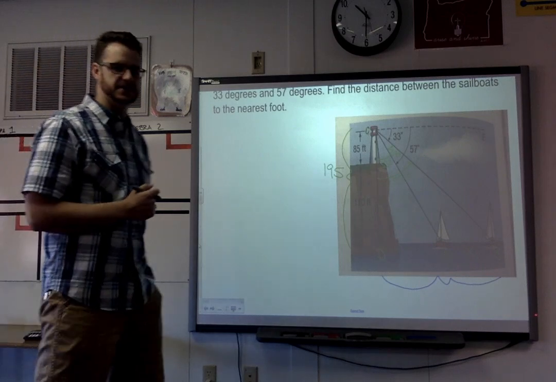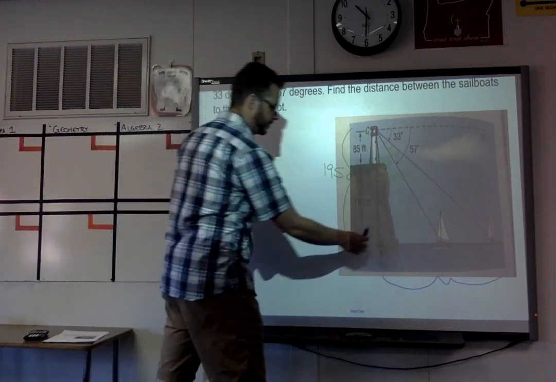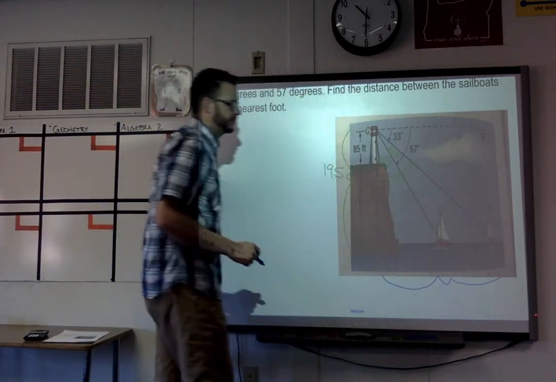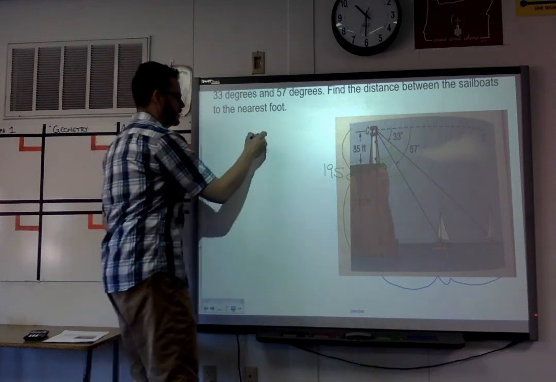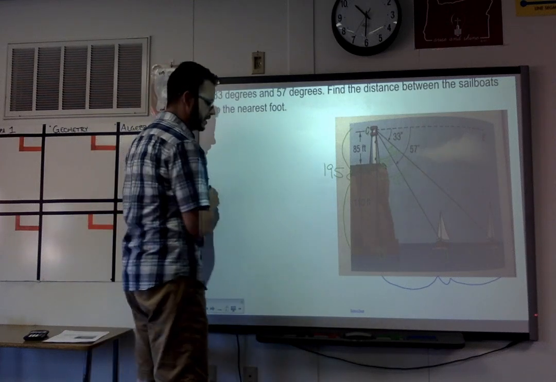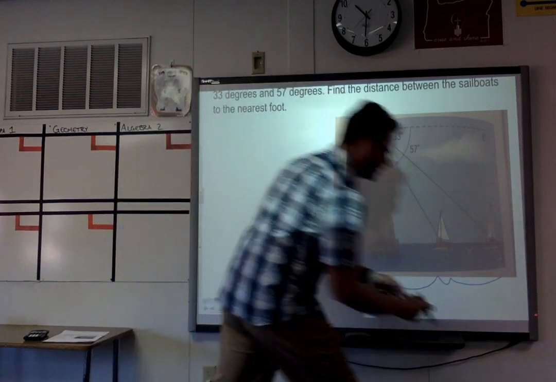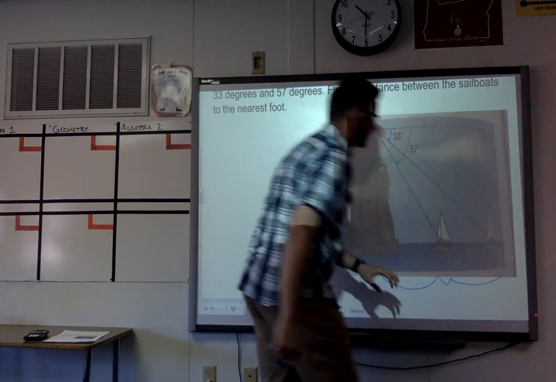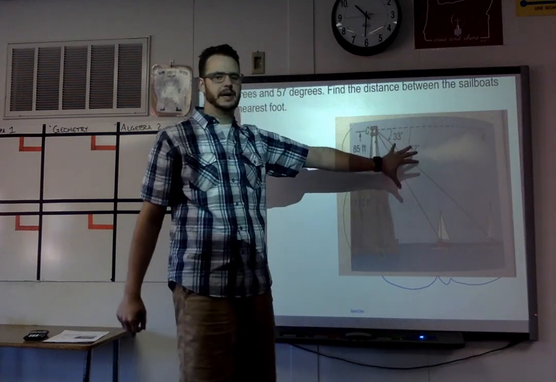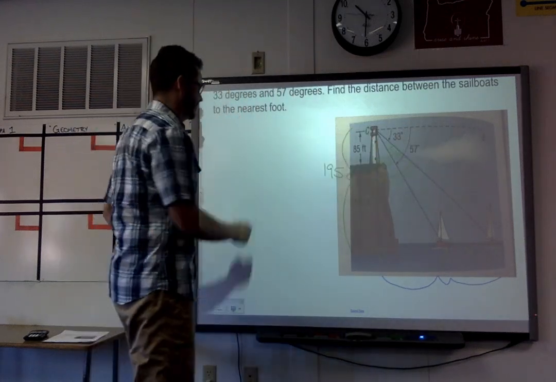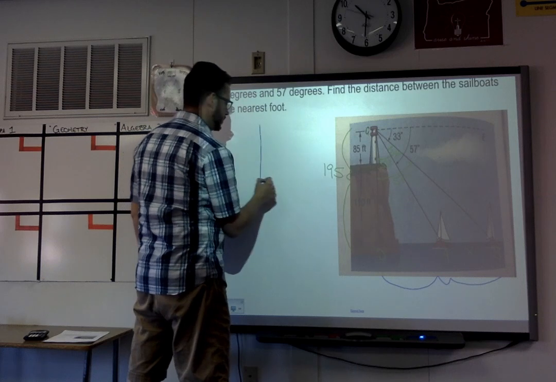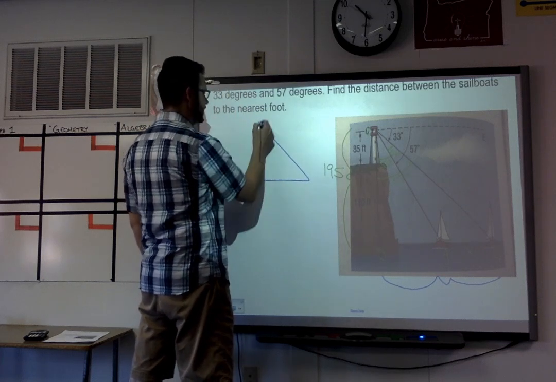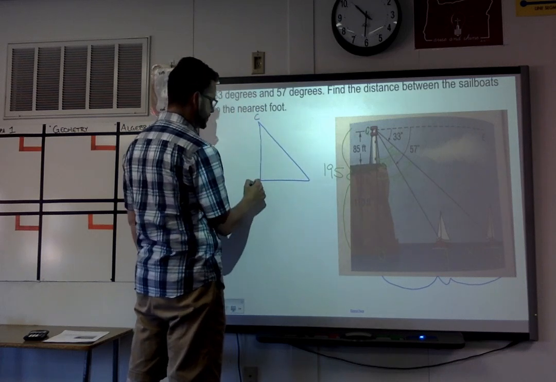So I'm going to find the distance between D and B first, from the bottom of the cliff to the furthest boat out. In order to do that, I'm going to draw in a triangle that has just the information that we need. Because in this, there's a lot of different information up here, and we don't need all of it for this part. So the triangle that I need is going to be triangle CDB.